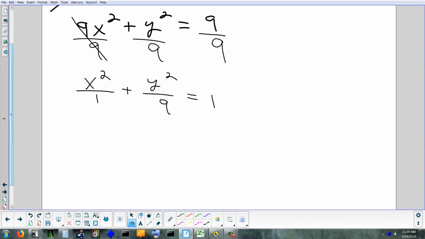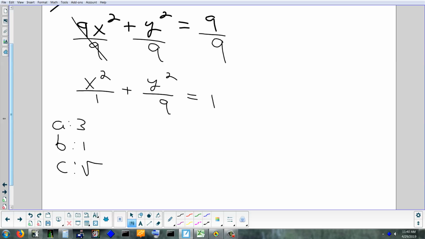Okay, what 3 letters should I always find first? A, B, C. When you're given the equation, 2 of those letters are very quick to find. What's A in this case? 3. It's always the square root of the bigger number. What's B? 1. Not because there's a 1 there, but because the square root of that number is also 1. It stays the same. And now C.